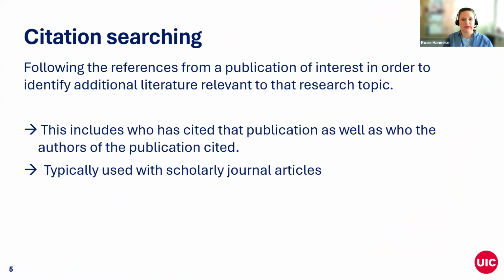The simplest definition of citation searching is following the references from a publication of interest in order to identify additional literature relevant to that research topic. There's two components of this, which we'll talk about in more detail: backward citation searching and forward citation searching. Backward citation searching includes the references that the authors of a publication cited, so the references at the end of an article. Forward citation searching is who has cited that publication. And usually, almost always when we do this, we're talking about scholarly journal articles.